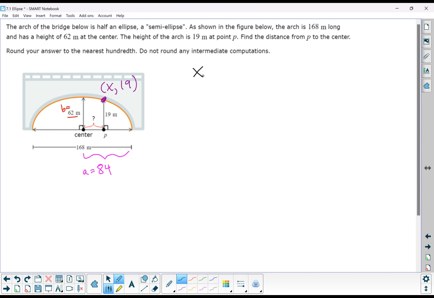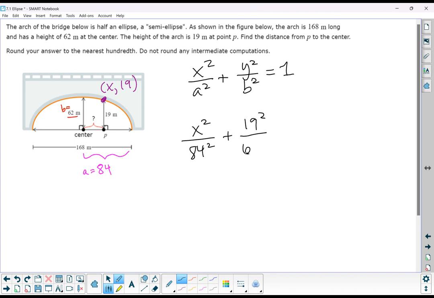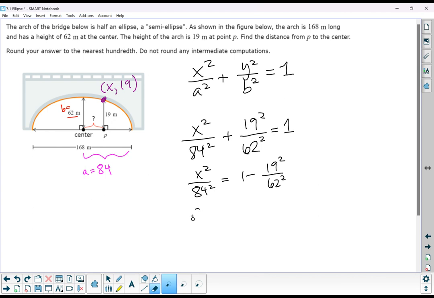So again, if we center at the origin, we have x squared over a squared plus y squared over b squared is equal to 1. Subbing in for a squared, we get this. Subbing in the 19 for y, subbing in the 62 for b, we're going to work on getting the x squared by itself. First by subtracting, and then by multiplying.